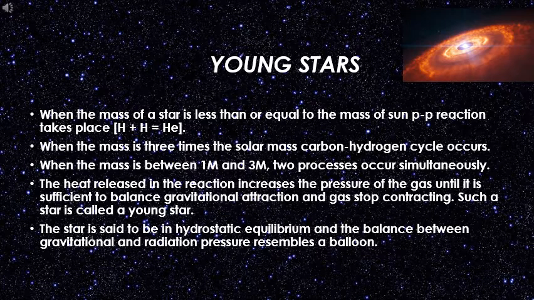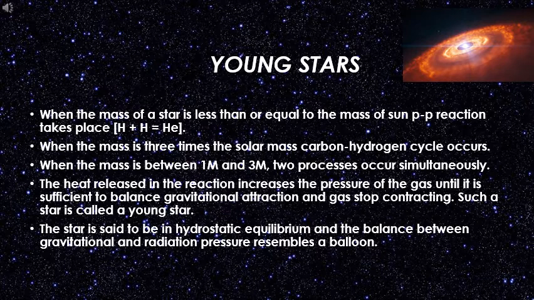When the mass is 3 times the solar mass, energy is supplied from the carbon-nitrogen-oxygen cycle. Here, carbon acts as a catalyst, and protons combine to form helium. When the mass is between 1 solar mass and 3 solar masses, two processes occur simultaneously: at the center, the PP reaction, and at the outer region, the carbon cycle. So we can say that a star becomes stable for a long time without expansion or contraction.